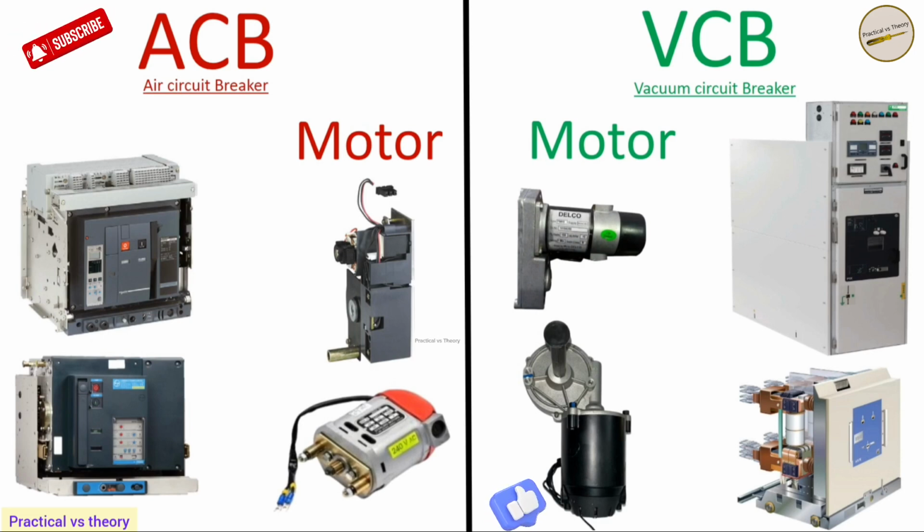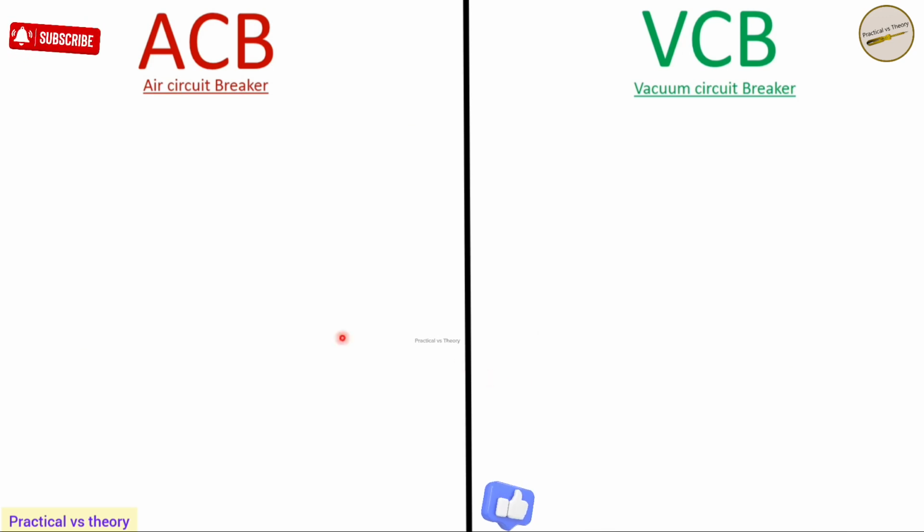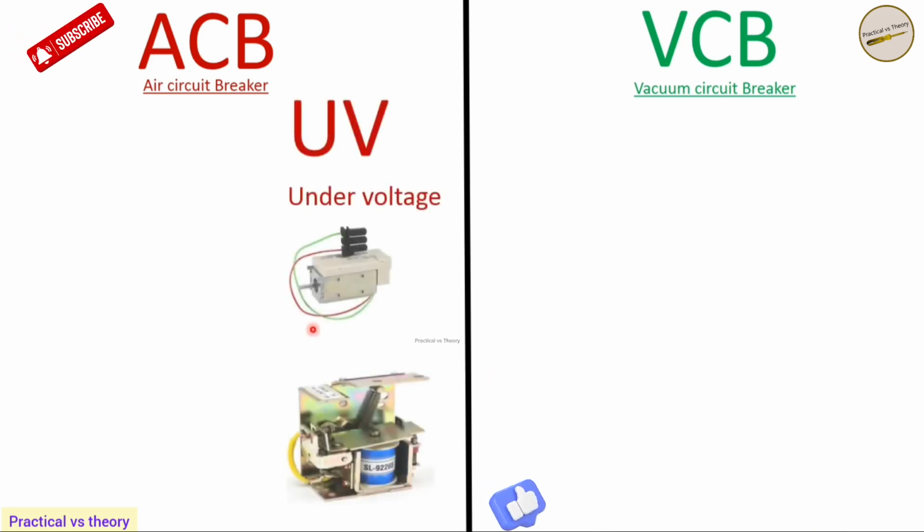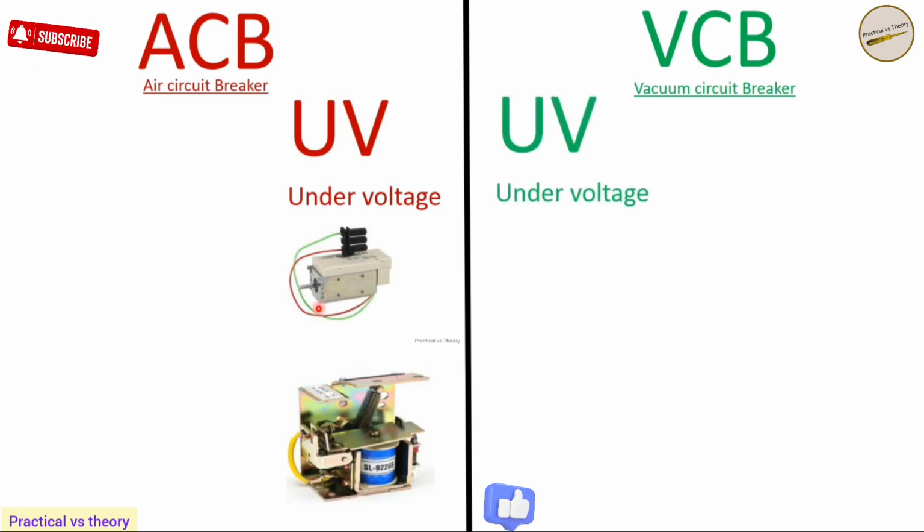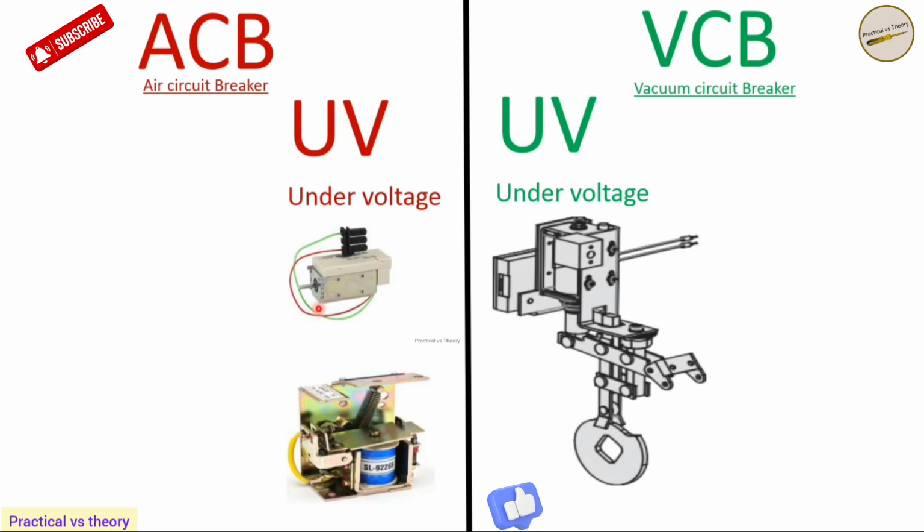Now, there could be a difference. Under voltage. If there's an under voltage release in an ACB, suppose my ACB has under voltage, it's also there in a VCB. Look, that's the customer's requirement.